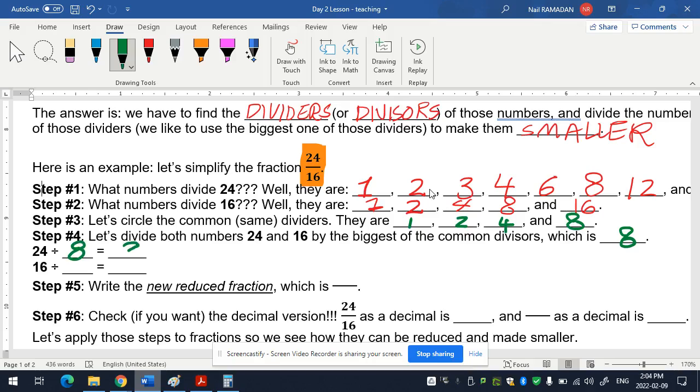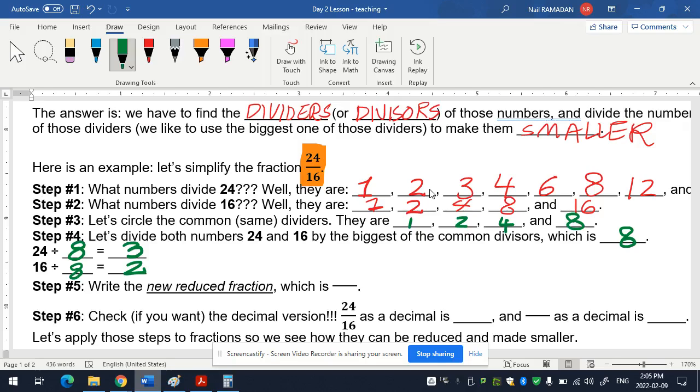3. By the way, do you know why it's 3? Because 3 times 8 is 24. That's how you always check. And then 16 divided by 8 is what? Ladies and gentlemen, eyes on me. 24 over 16 is the same as what? 3 over 2. That's it. This is how we find how small the fraction could get.